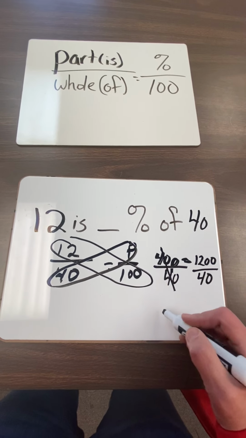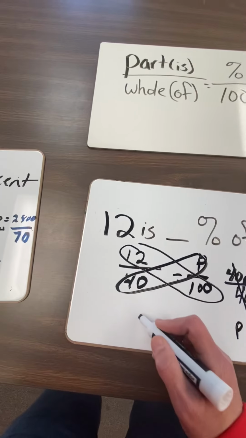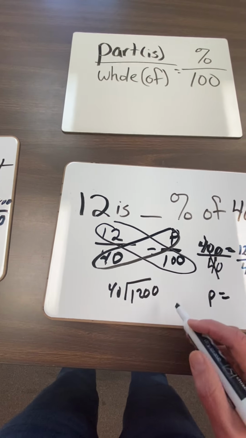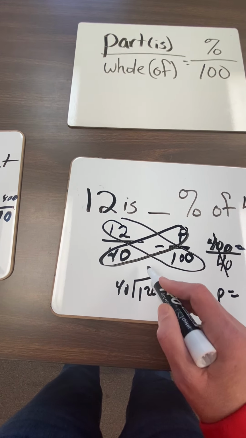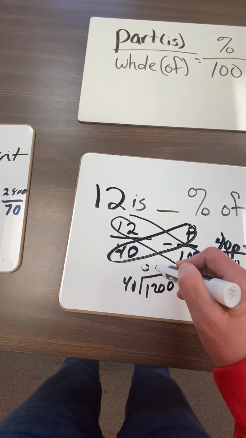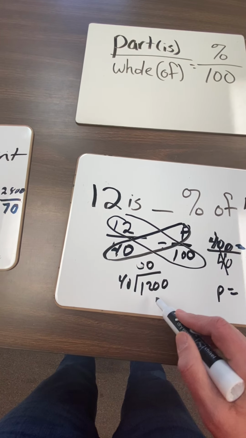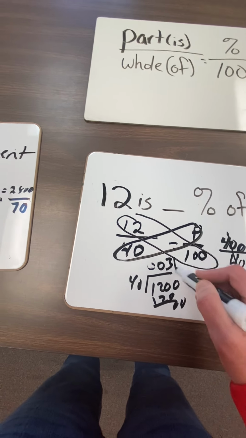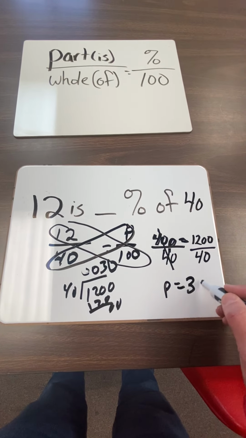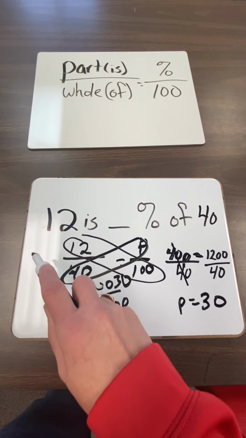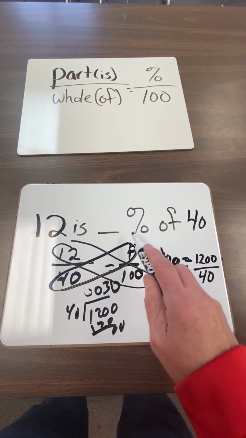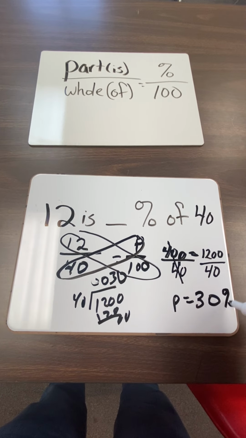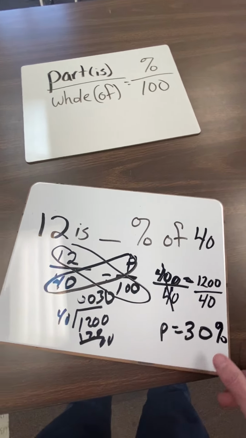That cancels this out, which leaves P equals, well, 40 into 1,200. It can't go into 1. It can't go into 12. 40 goes into 120 3 times. So 30 would be your answer. So 12 is 30% of 40 would be your answer.